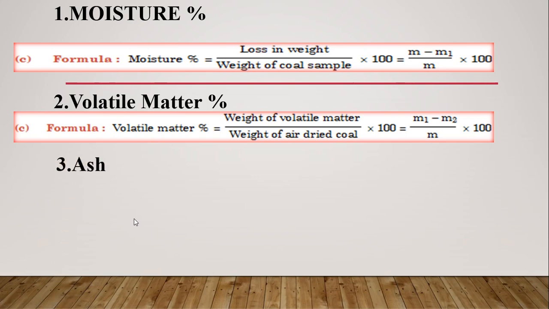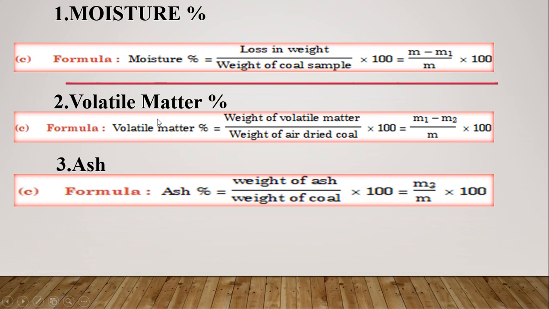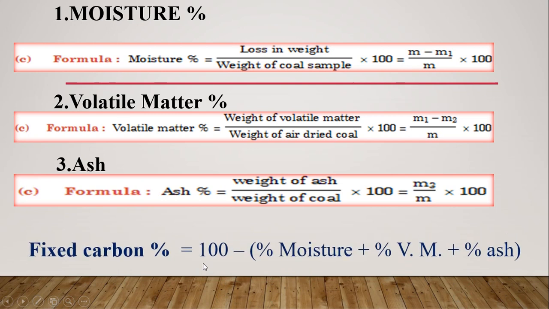Third is the ash percentage. How to calculate the ash percentage? After calculating the volatile matter percentage, the coal sample is kept in a muffle furnace for half an hour at around 700 to 800 degrees Celsius, and whatever carbon is present in that coal sample is totally burnt, and what remains is the ash. So the weight of that ash upon the weight of coal sample taken into 100 gives the percentage of ash. And lastly, fixed carbon percentage. 100 minus the percentage of moisture, volatile matter and ash is the fixed carbon percentage of that coal sample.